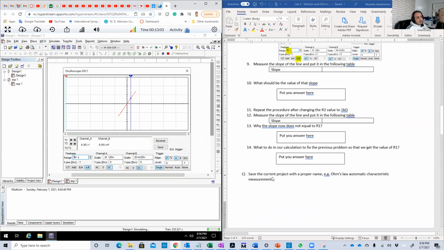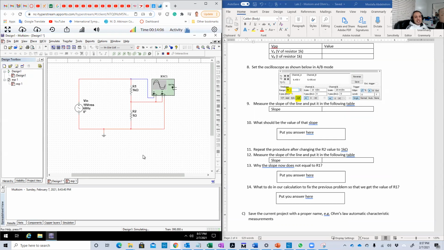Okay, and of course, whenever you go through the experiments, there are some requirements here in the lab manual that you should do, but I did all of them. Okay, so that's basically the first part of the first experiment. Okay, still there is another part.